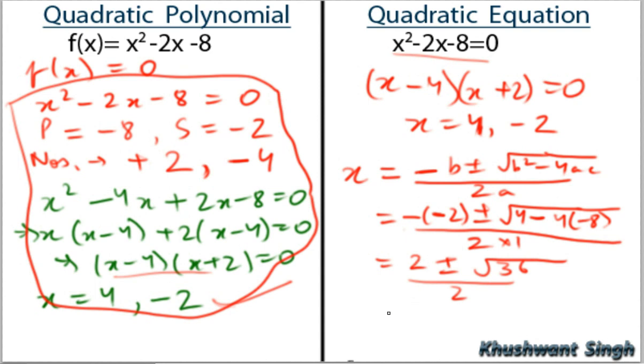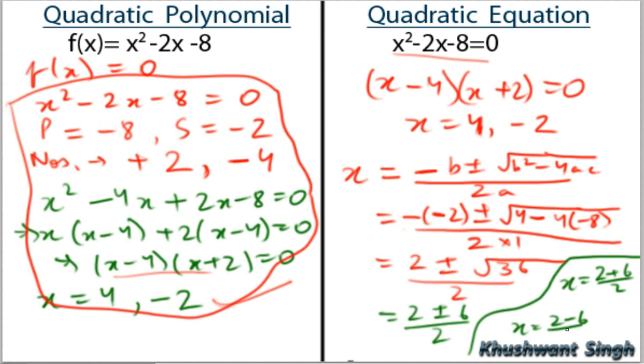So 2 plus minus 6 by 2. Hence, I'm just short of some space. x equal to 2 plus 6 by 2 and x equal to 2 minus 6 by 2.